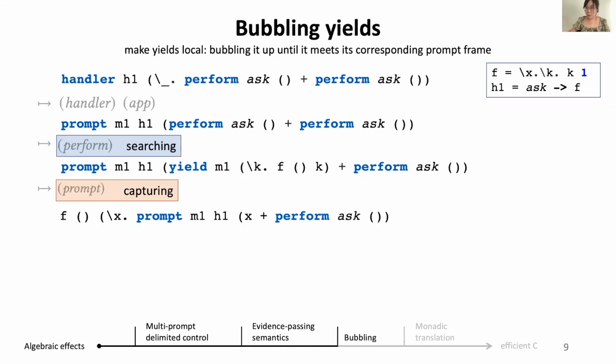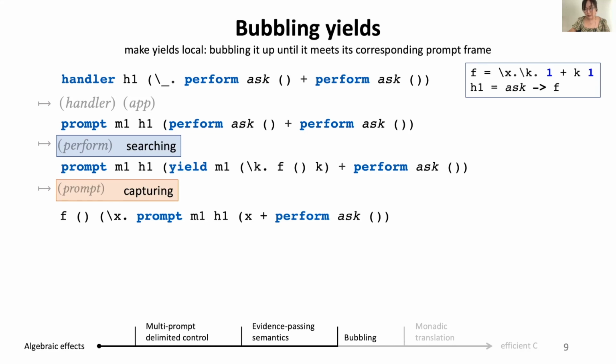However, not all operations are tail resumptive. For example, if f is of this form, then we will get back to yield, and yield is still a non-local and expensive operation. We use bubbling to make yields local by bubbling a yield up until it meets its corresponding prompt frame. To see the idea of bubbling more clearly, let's first make the call stack more obvious.